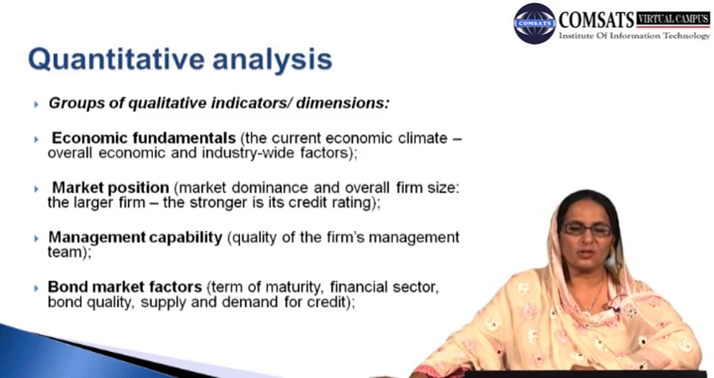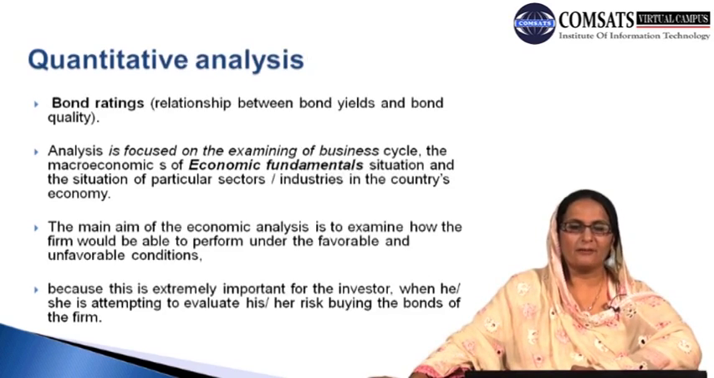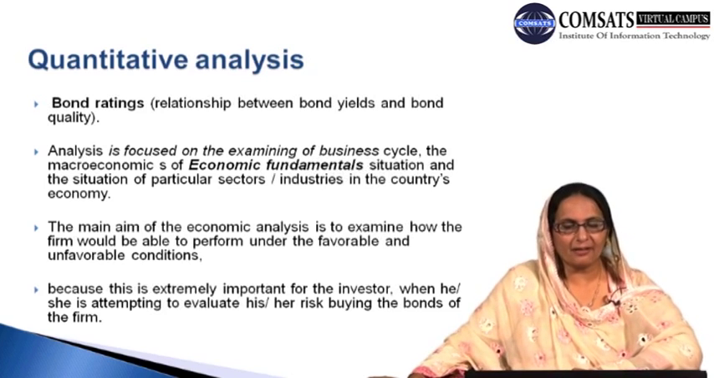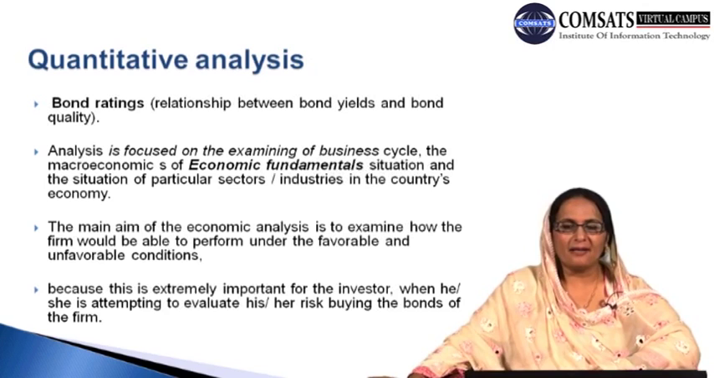Then we have market position. Market position indicates market dominance and overall firm size. The larger the firm, the stronger the credit rating. And management credibility is the third important qualitative indicator. It shows the quality of the firm's management team. Then we have bond market factors: the term of maturity, financial sector, bond quality, supply, and bond for the credit. Then we have bond rating between bonds and bond quality.